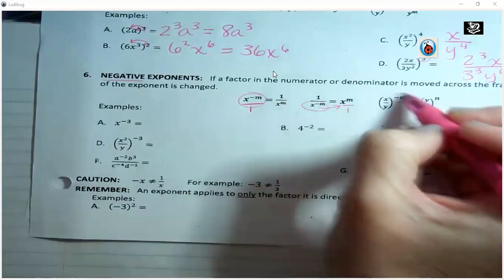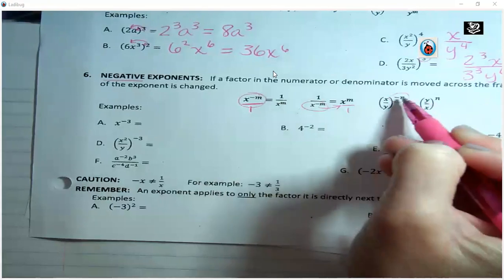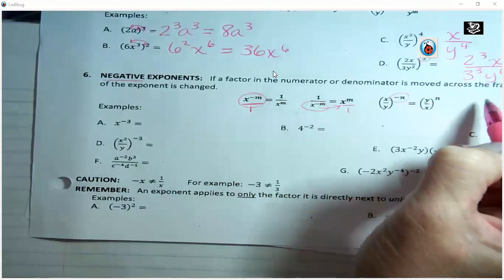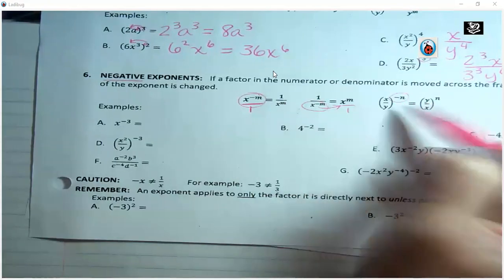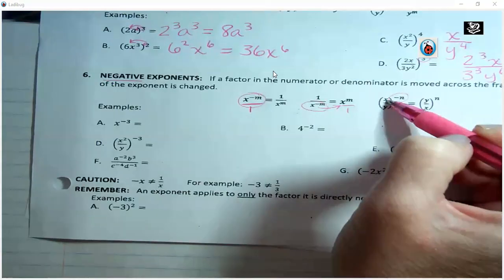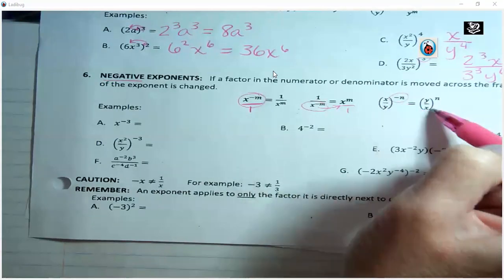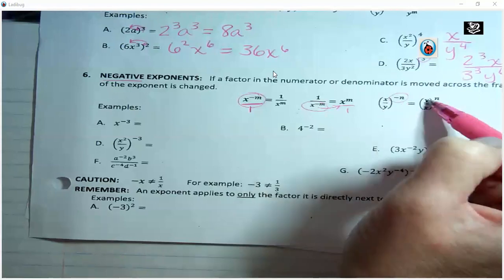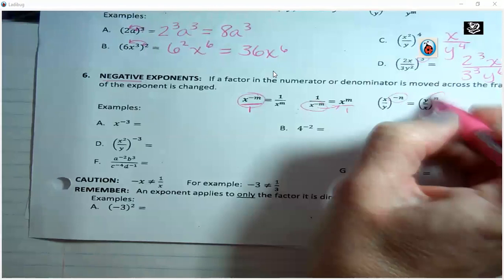When you have a negative on the outside of a fraction, you can just flip it. And you could do some extra steps, but essentially you know the x is in the numerator, so it needs to go to the denominator. The y is in the denominator, it needs to go to the numerator, so it flips and it becomes positive. Okay.